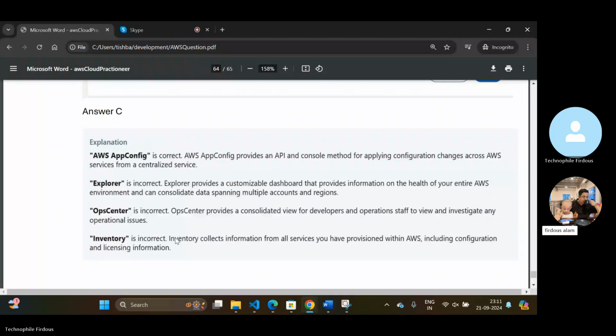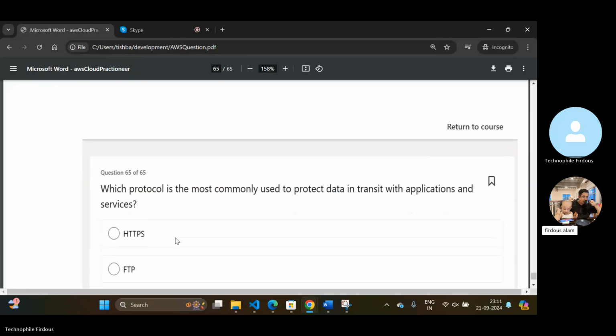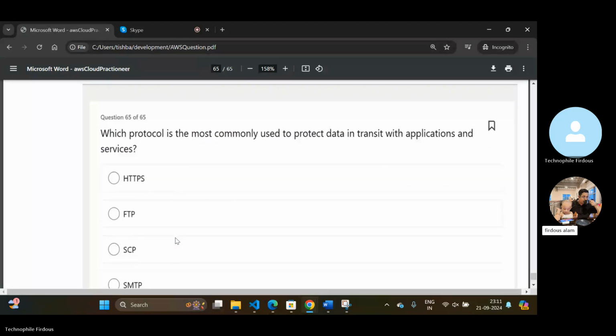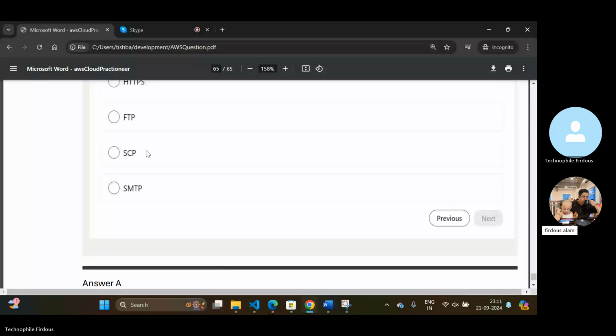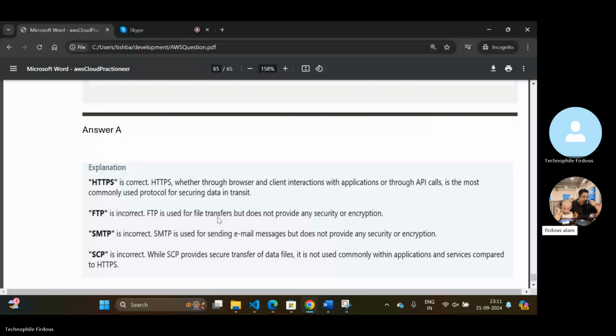Now we are on the last question for today, and hopefully you have enjoyed this video. The last question is, which protocol is most commonly used to protect data in transit with application and service? If we are talking about protecting data in transit with applications and services, the most correct option which suits this question is HTTPS. Let's see. Yeah, the correct answer is HTTPS. Why? You can see the explanation.